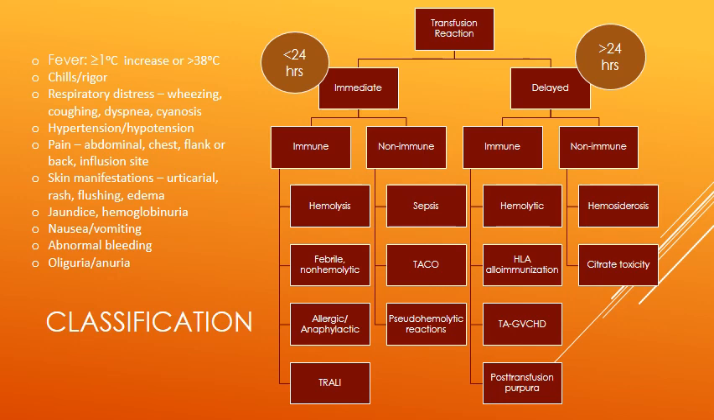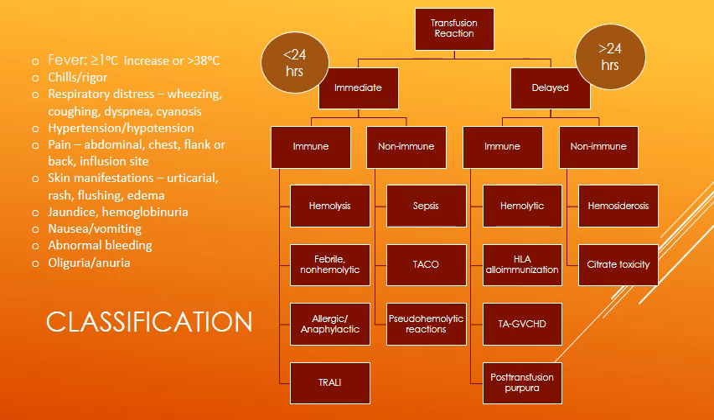That's usually associated with that. Otherwise, the next most common is probably chest pain. There can be skin manifestations, so rash or edema, anything like that, which are signs of various types of immune responses. And then, of course, jaundice and hemoglobinuria, which usually don't happen until a little bit later. Nausea, vomiting, abnormal bleeding, oliguria, or anuria.